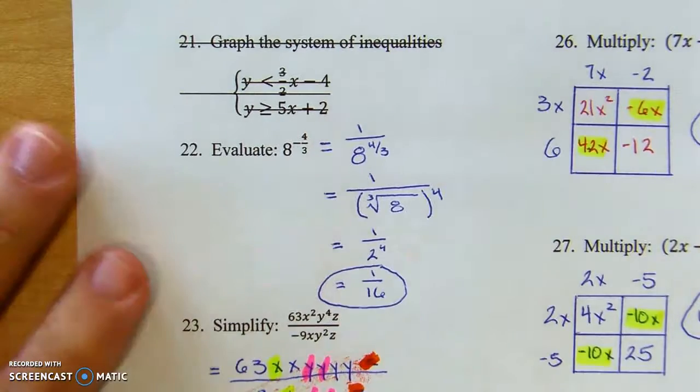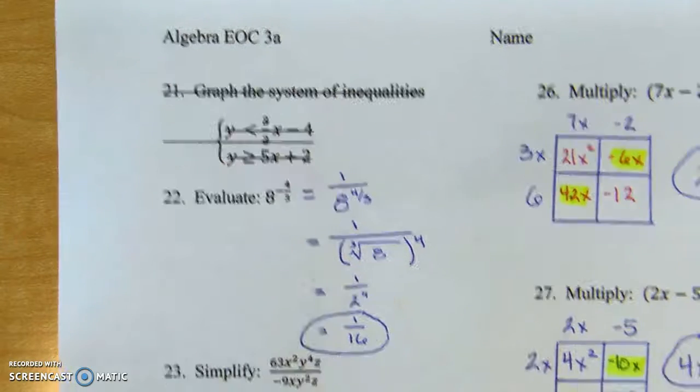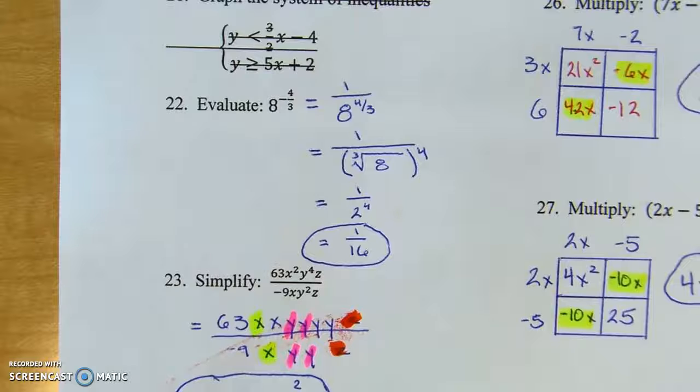Alright, this is the video for the final review 3A. We are skipping number 31, so the first one we are doing today would be number 22.